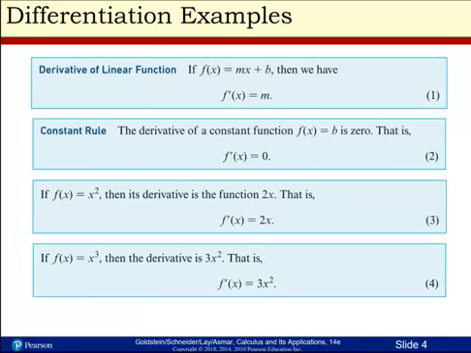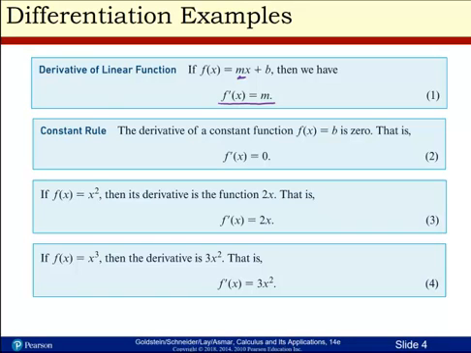So here are a few rules to begin with. Differentiation examples. Derivative of a linear function. If f of x equals mx plus b, where m is the slope, then the derivative equals m. So just note that the derivative equals the slope. That's very important to note. Constant rule: the derivative of a constant function, f of x equals some constant b, is 0. That is, f prime of x equals 0, meaning that the slope of a constant function is 0.